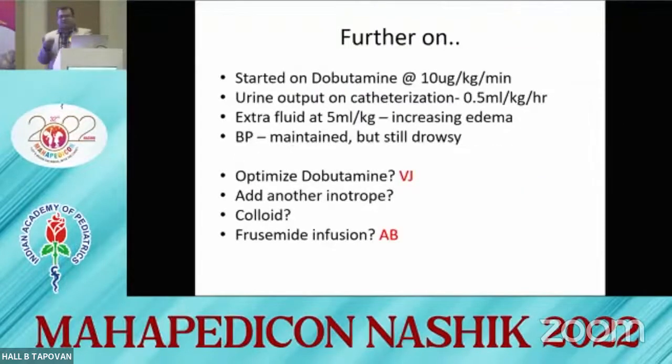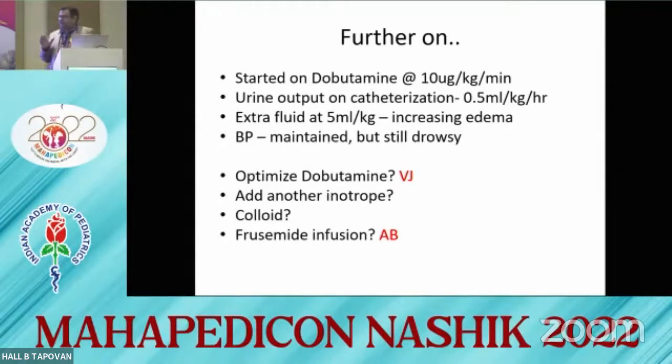So obviously this child was started on dobutamine because this is what we have been learning since long time. You start dobutamine at 10 mics. The child was catheterized, though the parents resisted, but still we catheterized the child because it was as essential as intubating the child. We targeted urine output of 0.5 ml per kg per hour. The child, as Abhijit said, we were giving some extra fluid, just 5 ml per kg. But the child had significant edema, which was increasing because there was a leak going on. The blood pressure was maintained, still not going into uncompensated, but the child remained drowsy.